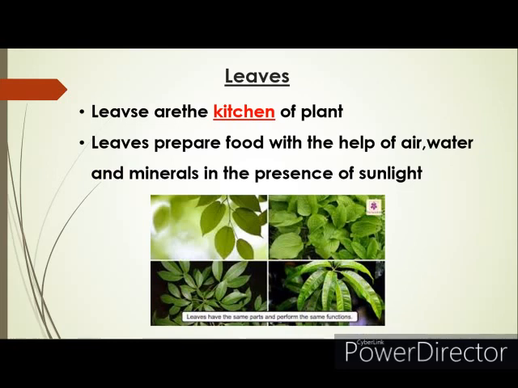Most of the plants are having green color leaves. Different plants are having different types of leaves, different color, different size, different shaped leaves.